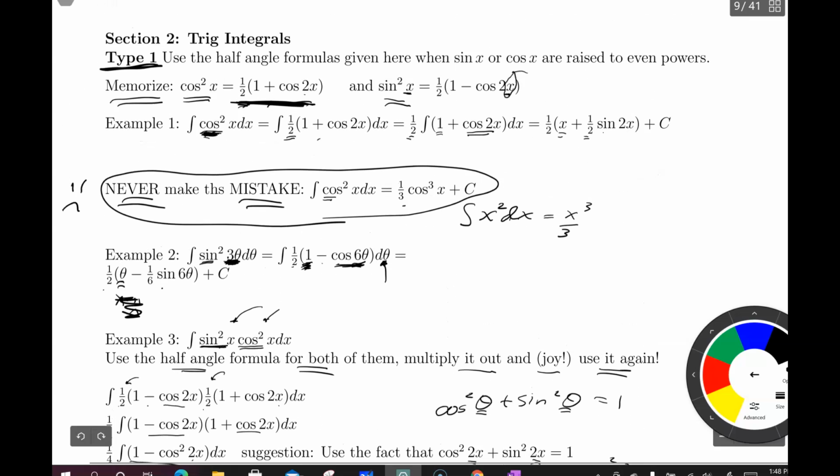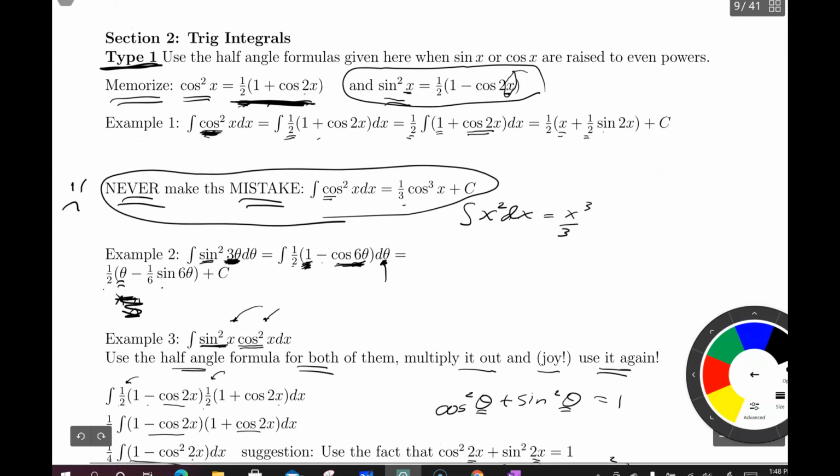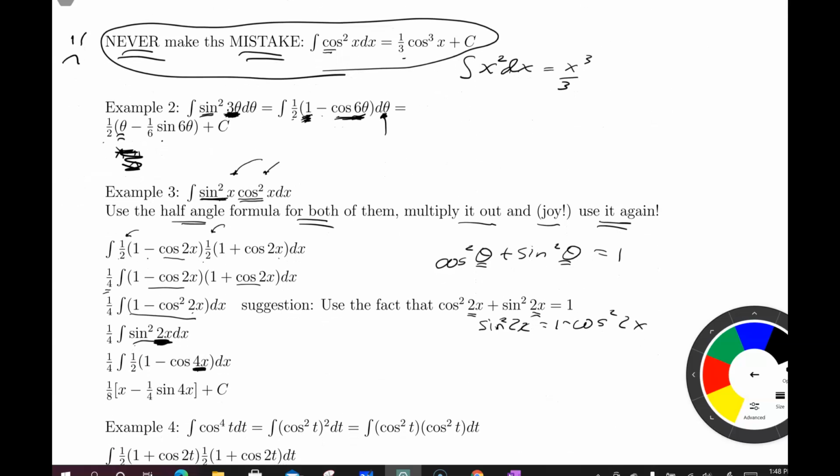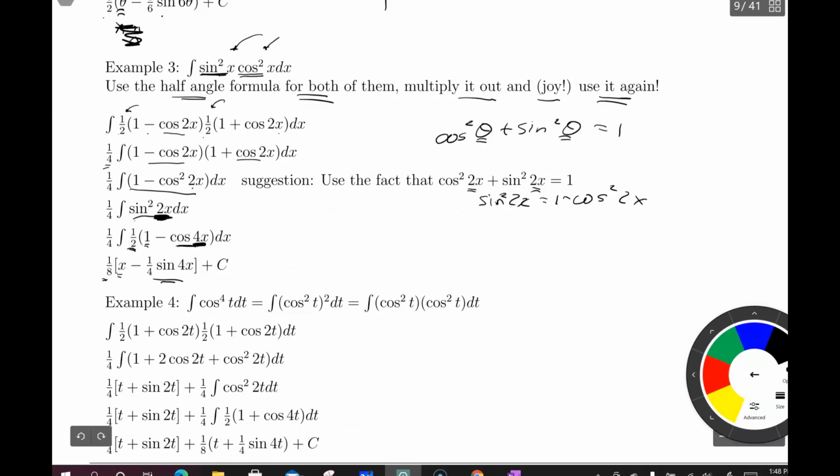Make sure you know what I'm talking about, right? I'm using this, and I'm replacing x with 2x. So then I get 4x, and finally I'm going to pull this 1/4 outside to be a 1/8. Take the antiderivative of 1, that's x. Antiderivative of cosine of 4x, I get 1/4 sine of 4x.